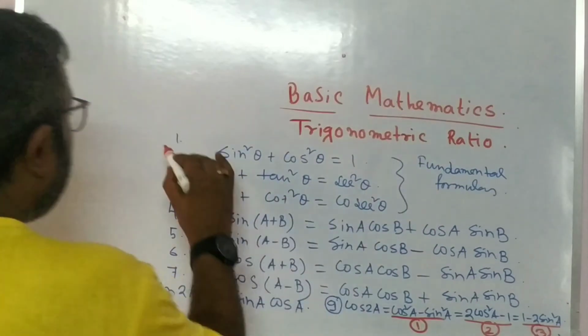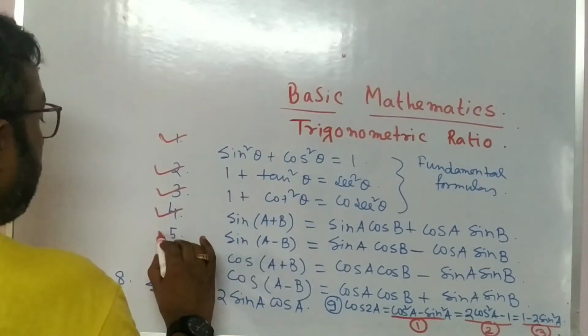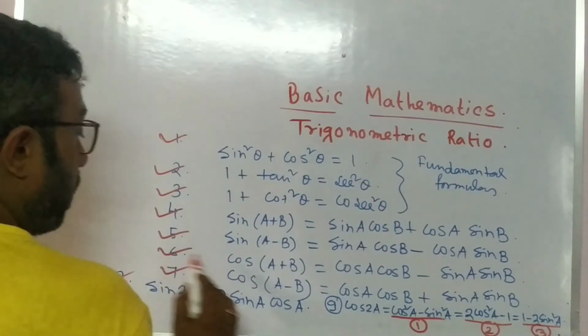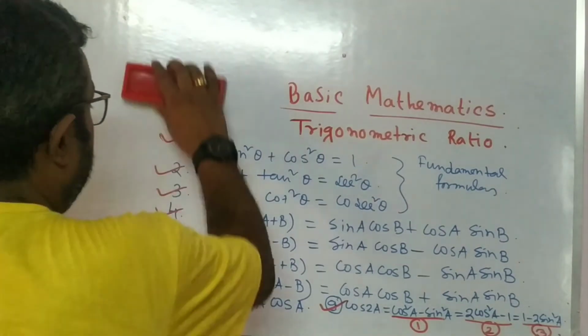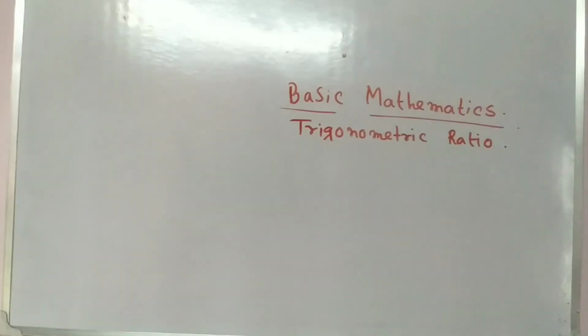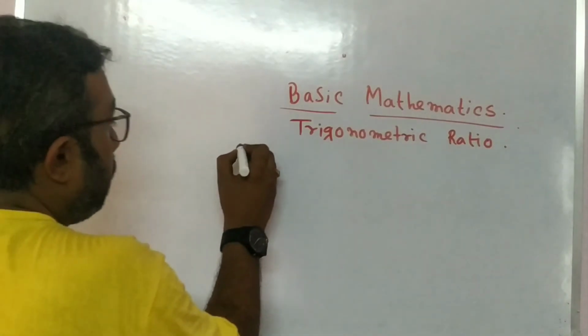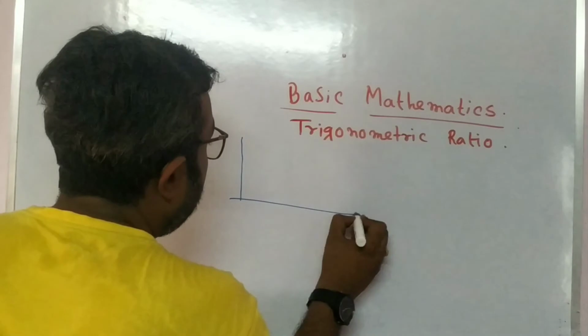These all formulas we will use in physics numerical. So you need to learn these formulas. Okay. Okay. Now you see. So take a right angle triangle.